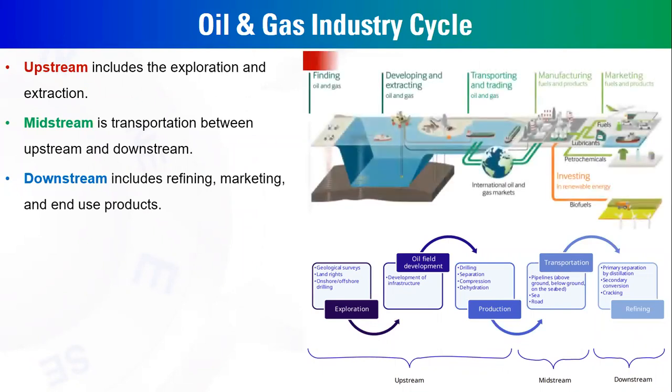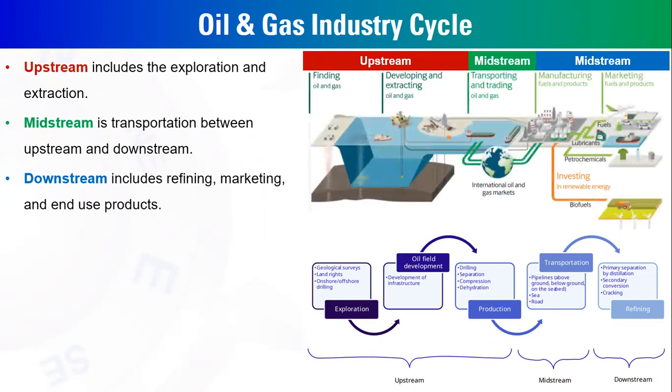The next stage is the midstream, which is the transportation and trading of oil and gas products from the oil and gas fields. And then we have the downstream, which is typically related to refining, marketing, and end user products. So this is the cycle of the oil and gas industry.